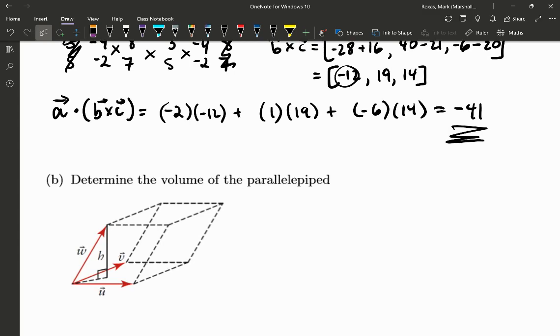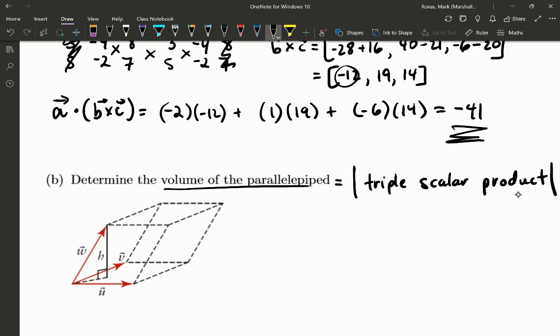Parallelepiped. It's hard to pronounce the word, but essentially it is just a parallelogram being extruded into this kind of prism-shaped object. It turns out the volume of this object is equal to the absolute value of the triple scalar product, the same kind of calculation we just did.